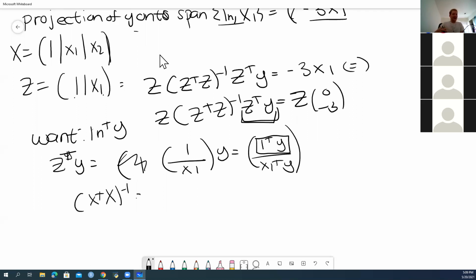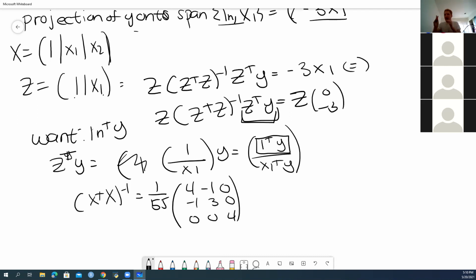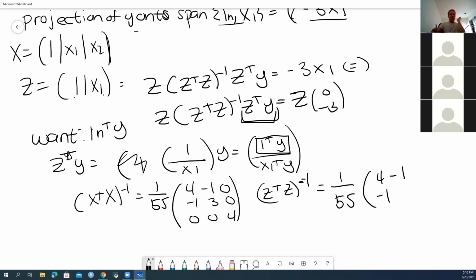Remember, we know that x transpose x inverse is equal to 1 over 55. So let me just write this again. 1 over 55 times 4, negative 1, 0, negative 1, 3, 0, 0, 0, 4. But remember, z is just cutting off the last part. So you can imagine z transpose z inverse is going to equal 1 over 55 times 4, negative 1, negative 1, 3, okay?